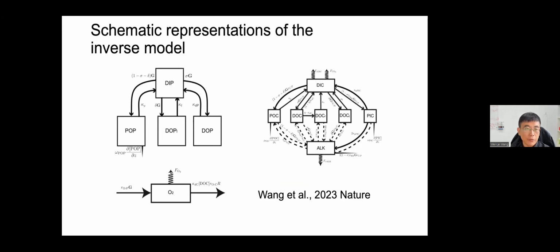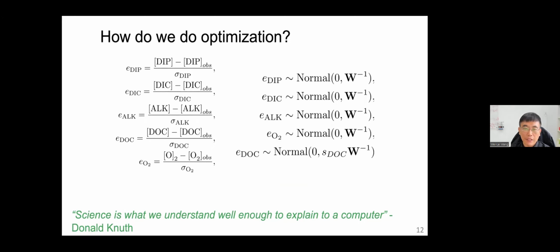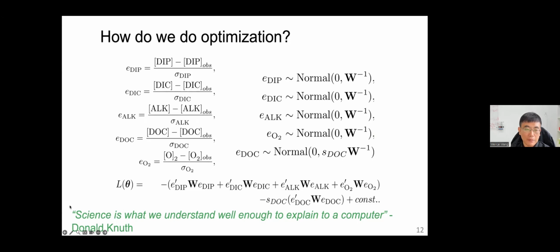Different from the forward model, we do not need to time integrate the model to get a steady state solution. Instead, we solve the model equations analytically, either using Newton's method if the system is nonlinear, or direct matrix inversion if the system is linear. After we solve the analytical solution, we can write down the error functions as shown by the five equations here. Further, if we assume these errors are normally distributed, we can combine them into a likelihood function as the bottom equation shows.